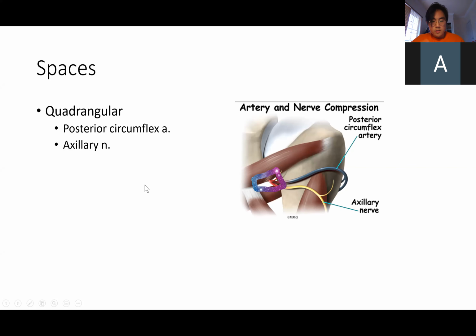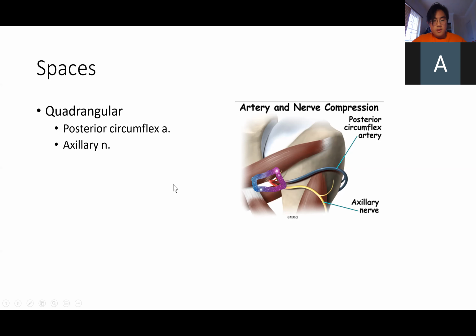So how do I remember this? Well, I remember the vessels that travel through the quadrangular space are the vessels that loop around. Both the posterior circumflex artery and axillary nerve start in the anterior of our body. They have to go to the posterior of our body to supply the shoulder and surrounding structures. So they travel through the quadrangular space to reach the posterior.